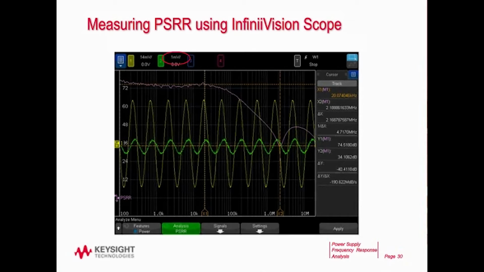Now, before I put those probe sockets on my board, prior to that, I was using the spring clip. I got about a 4 dB improvement simply by going from the spring clip to the socket. So, little things can make a big difference.